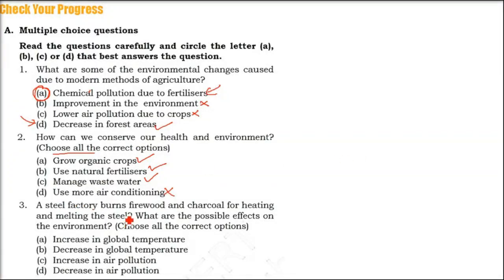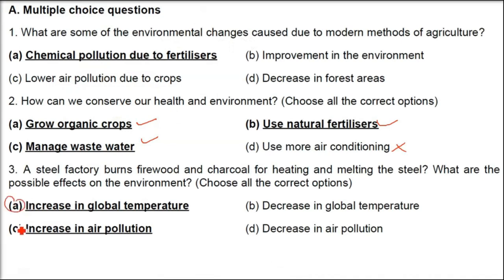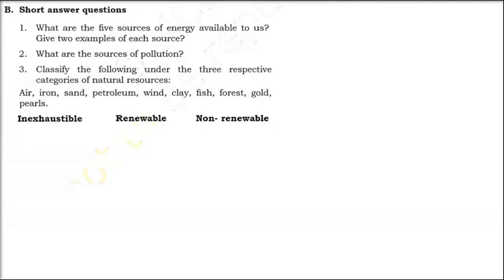Now the third one: a steel factory burns firewood and charcoal for heating and melting the steel. What are the possible effects on the environment? So the steel factory is burning firewood and charcoal, melting the steel. There will be an increase in global temperature, carbon dioxide and heat. Decrease is wrong. Increase in air pollution, definitely it will increase the air pollution. Decrease in air pollution, no, that is not. So A and C is the answer.